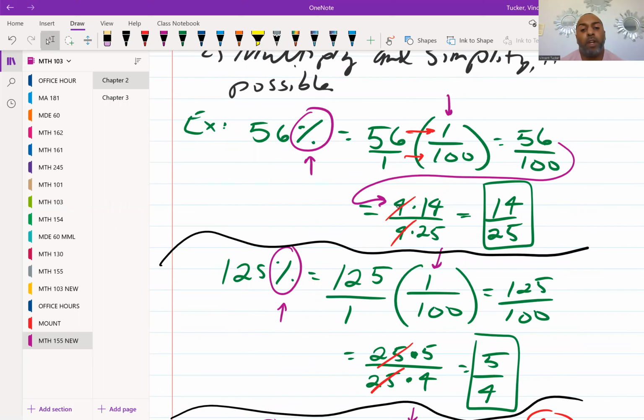All right, same process. We have 125%. We need to replace that percent with 1/100. Then multiply across. We have 125/100. From there, you establish what they have in common, if anything, as far as the top number and bottom number are concerned. 25 times 5 is 125. 25 times 4 is 100. 25 is canceled, leaving me with 5 over 4 as a fraction.